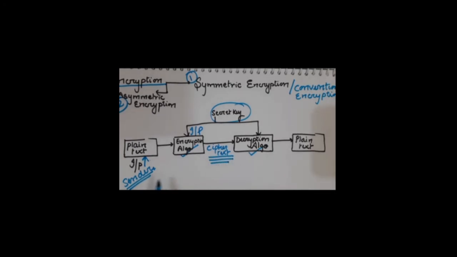And this ciphertext message will be traveling throughout the entire network as it is. While it reaches the receiver end, what will happen at the receiver end? At the receiver end, we will deploy a decryption algorithm, which will be the reverse of the encryption algorithm, and it will take the same input as the secret key. And what will this do? This will convert the ciphertext into plain text. That is the functionality of the decryption algorithm.